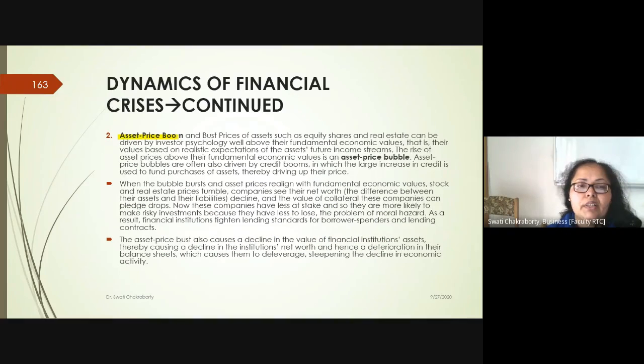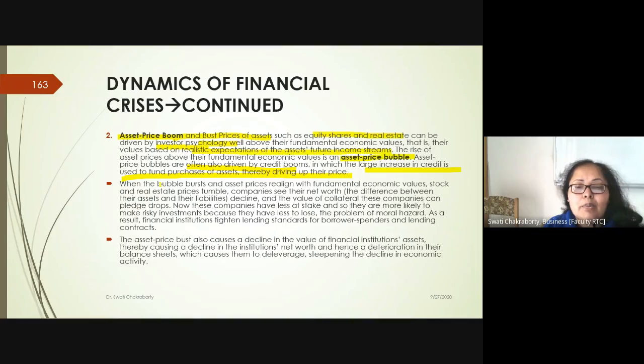The second cause, as I said, could be the asset price boom and bust, the prices of assets such as equity shares and real estate. These can be driven by investor psychology well above the fundamental economic values, that is, the values based on realistic expectations of the asset's future income streams. The rise of asset prices above economic values is an asset price bubble. Asset price bubbles are also driven by credit booms, where a large increase in credit is used to fund purchases of assets, thereby increasing their prices.